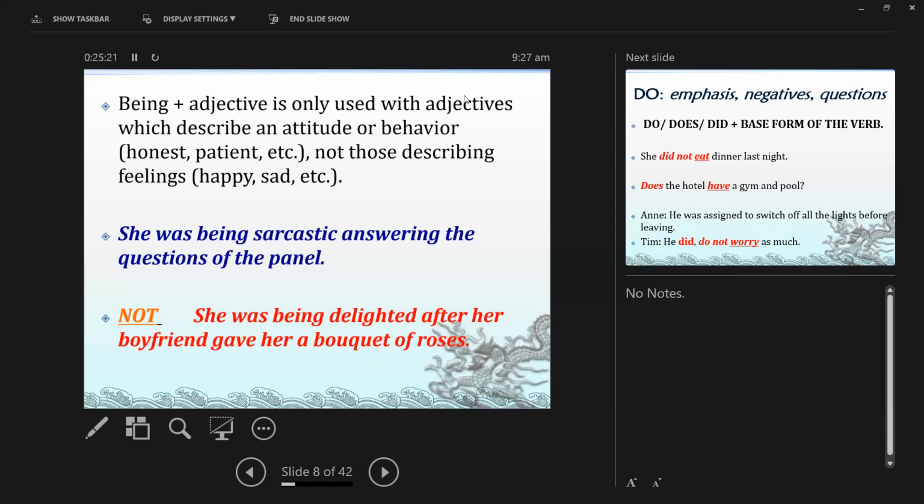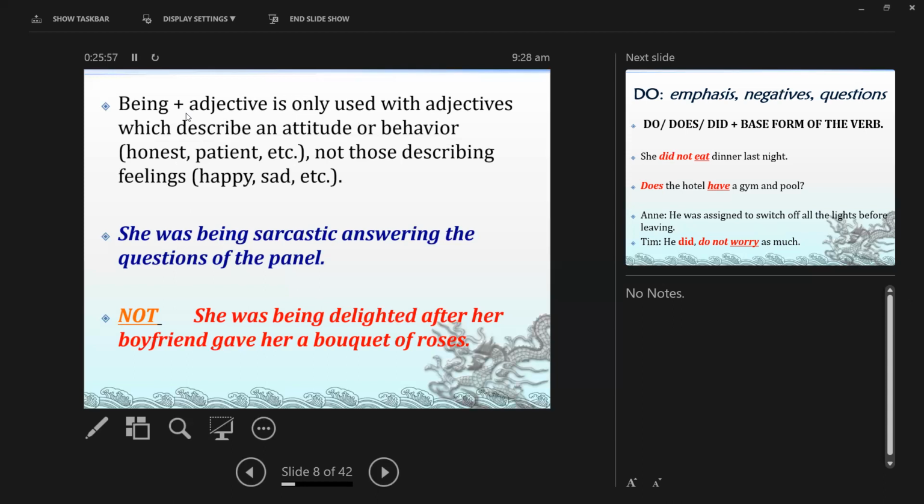All right. So for everyone to be able to catch up, we are talking about auxiliary verbs. But you were able to see the slides. So now there is also another example that is not considered correct. She was being delighted after her boyfriend gave her a bouquet of roses.